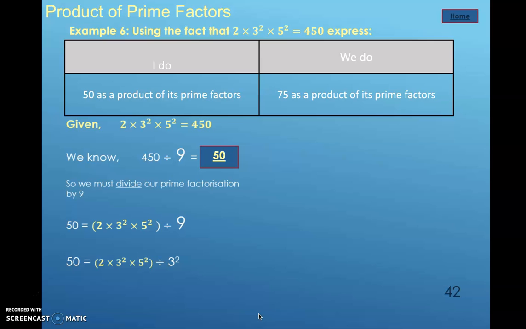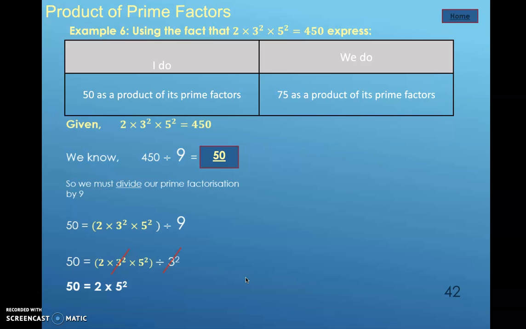So we can show that the 3 squared and the divide by 3 squared eliminate one another. So 50 as a product of its prime factors is just 2 times by 5 squared. And we can quickly check that in our heads because we know that 5 squared is 25. 25 times by 2 gives us 50.